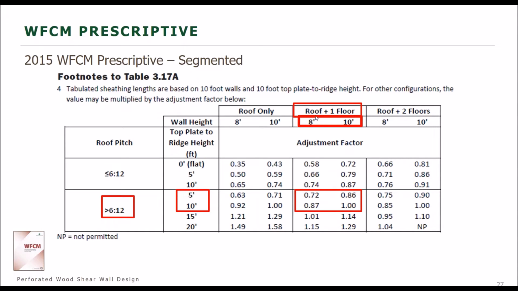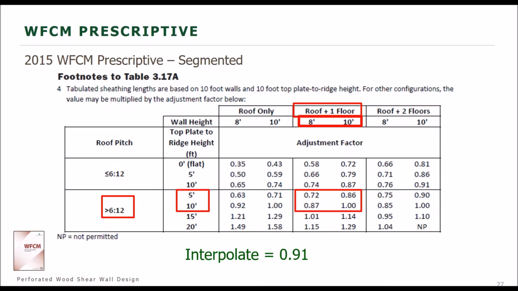So we're on a first floor shear wall that is supporting a roof and one floor above it. So we're going to interpolate between the 8-foot and the 10-foot wall heights to get our value for a 9-foot wall. And then we go down to our roof pitch, where we have a roof pitch of 7 and 12. So we're in this second row here, in this second series of cells here. And we're going to interpolate between our top plate to ridge height of 5 and 10 feet for that 9.3 feet that is our actual value. So when we do this double interpolation, we get an adjustment of 0.91.